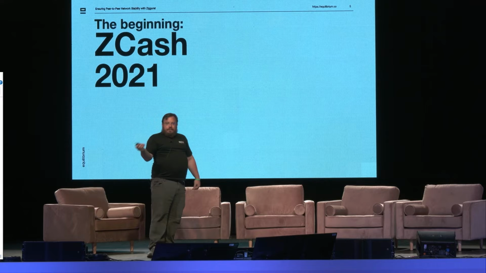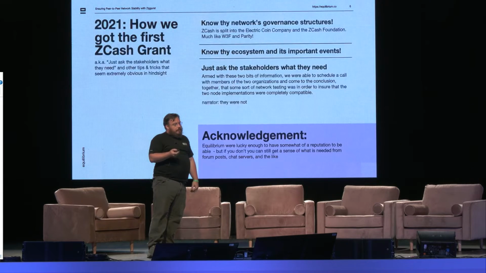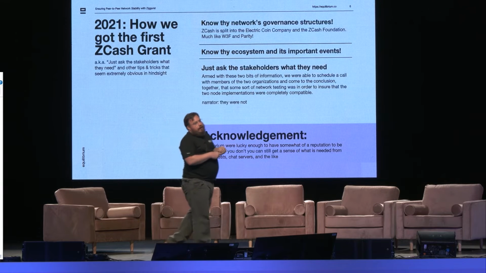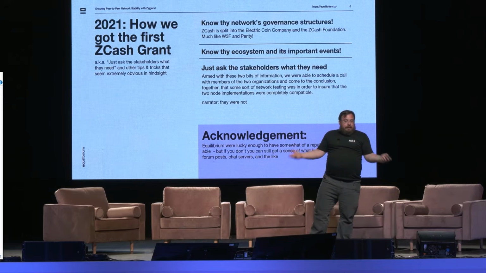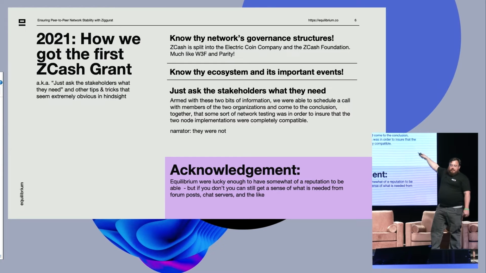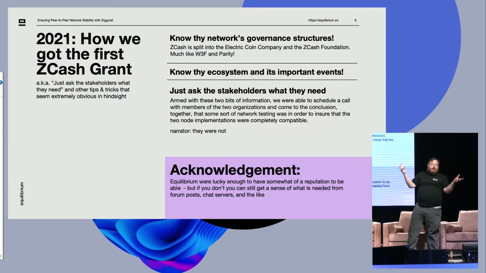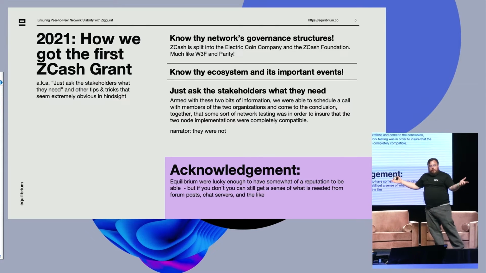So in the beginning, there was Zcash. I think it'd be useful if we talked a little bit about how we got the Zcash grant, because I think a lot of you are going to be doing proposals of your own, and I think it might be helpful to hear how we were successful. We sort of have some commandments here. One of them is: know thy network's government structures. So Zcash, and I'm going to talk a lot about Zcash because that's what we worked with, but this is all applicable to whatever, Polkadot, Kusama, whatever network you're going to be working with.